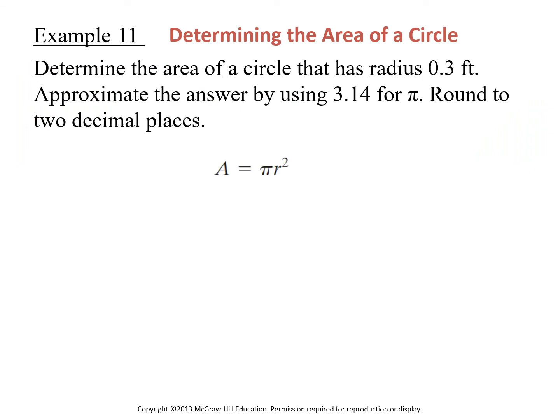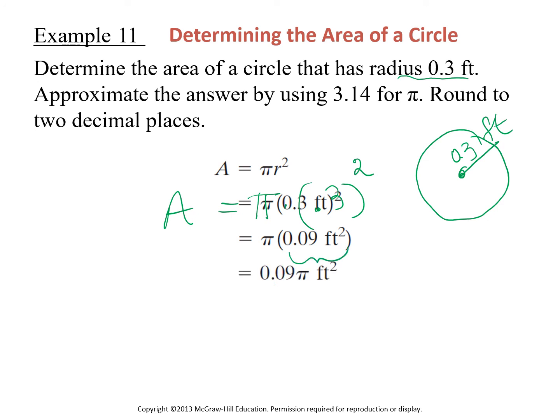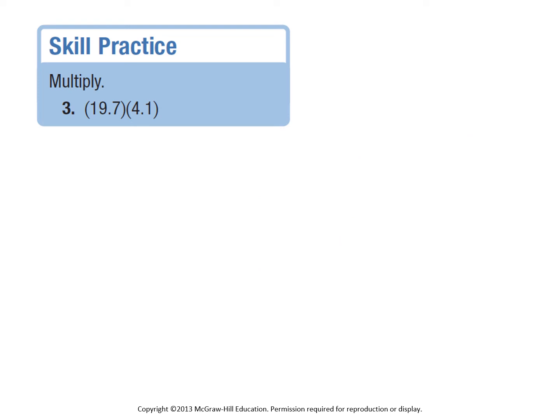So we're going to determine the area of a circle that has a radius of 0.3. So 0.3 feet is my radius, and my area is going to be pi times 0.3 squared. Area is pi times r squared. So it's going to be 0.3 times 0.3 is 0.09 square feet times pi, and we get 0.2826 square feet. So we multiply pi times radius times radius. And here's some for you to practice.